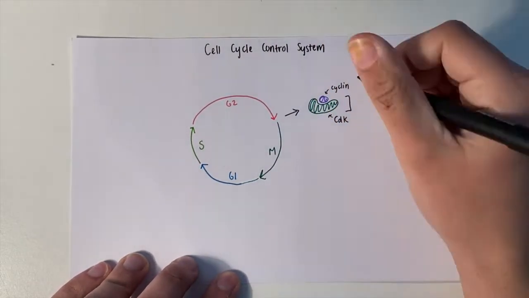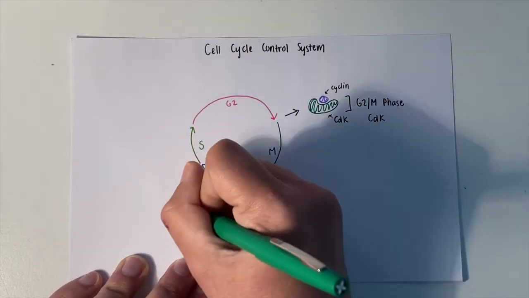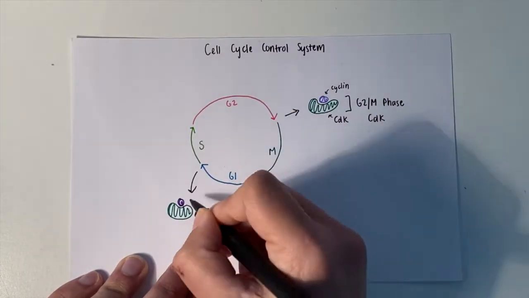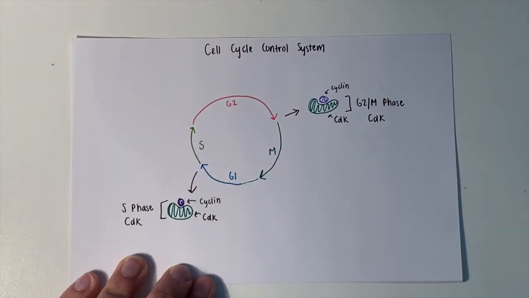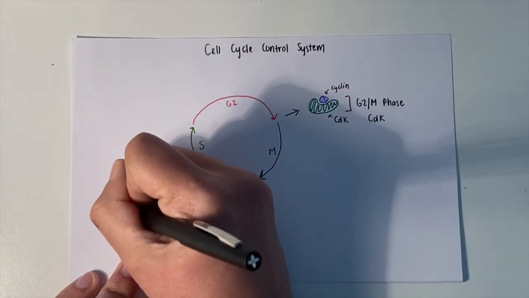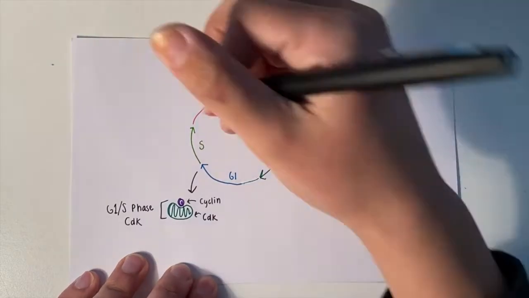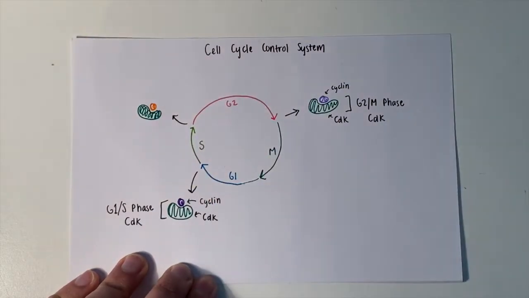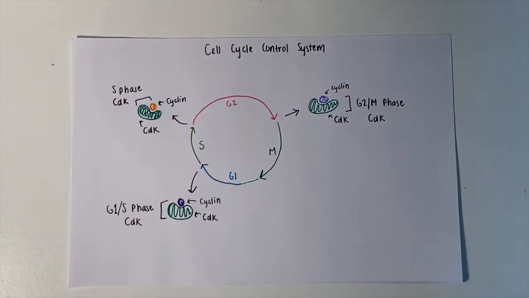There is a cyclin that binds to CDK specifically for S phase, G1/S phase, and G2/M phase. With the cyclin bound to CDK, the cell cycle can continue. The cyclins and CDKs are specific too. They can only bind with their corresponding molecule, and each cyclin-CDK complex triggers different cellular events to prepare the cell for the next stage of the cell cycle.